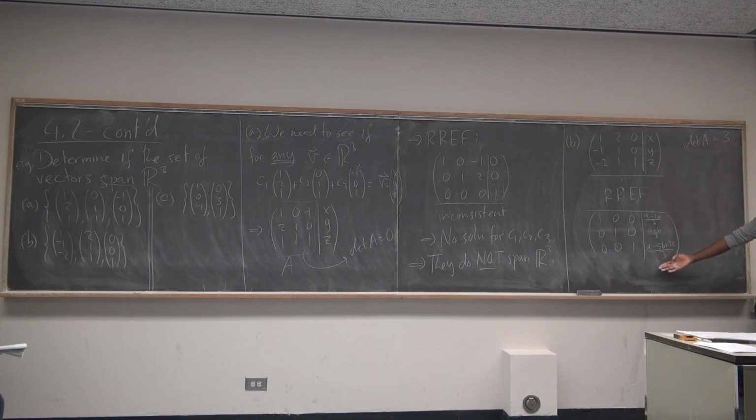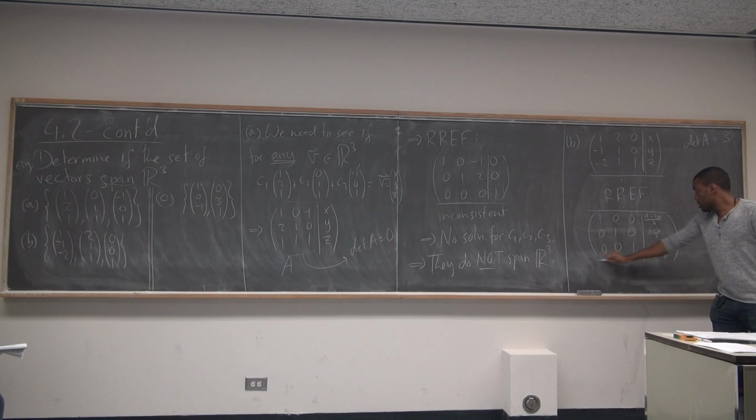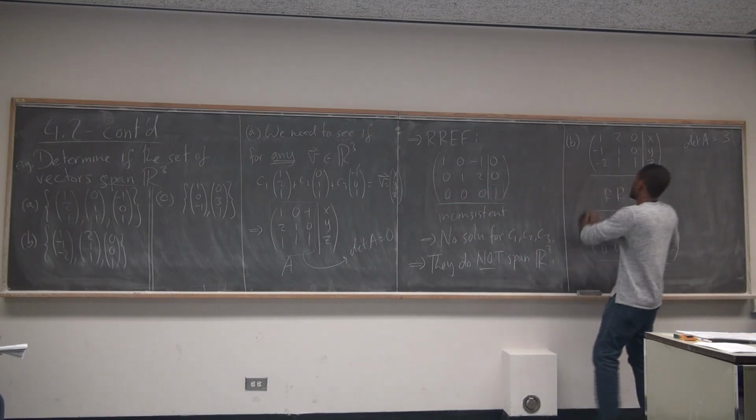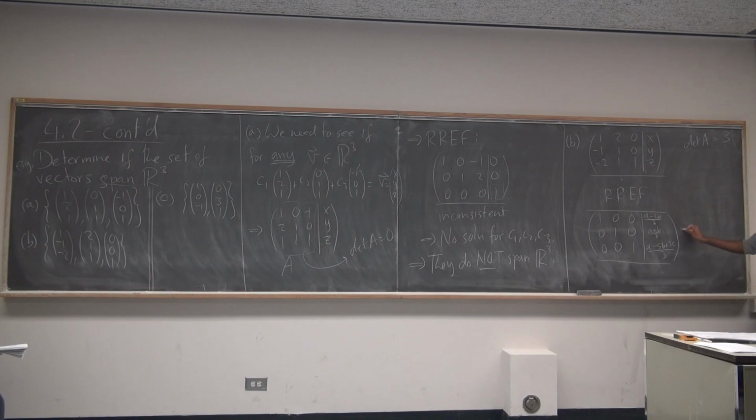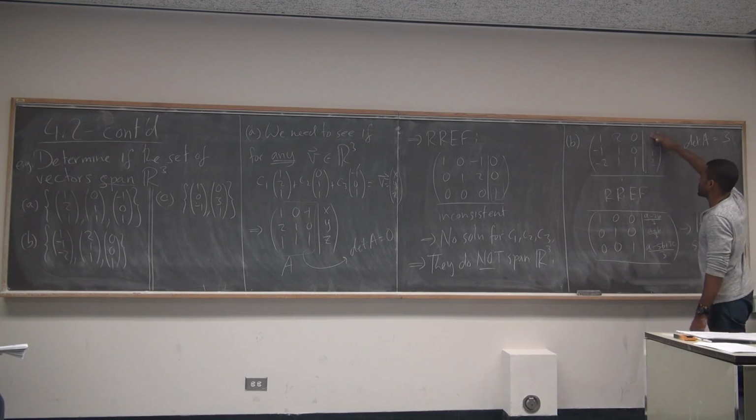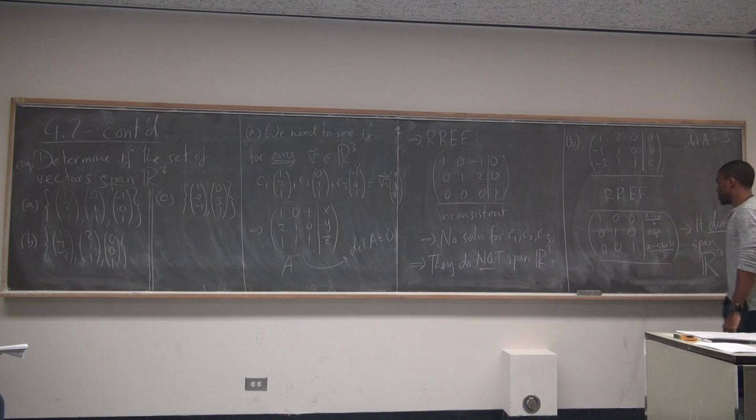Or if you wanted to work it out, which you might have to do in some cases if you're after coordinates, which we'll get to in 4.4, you can realize there's a consistent system here. All I have to do is set C3 equal to this, C2 equal to that, C1 equal to that, and this equation will be solvable for this set of vectors. So this means it does span R3, because for any random vector in R3, I can solve it.